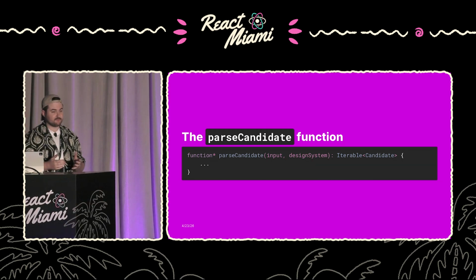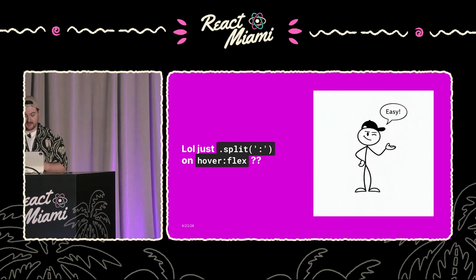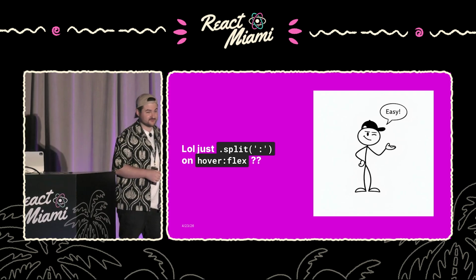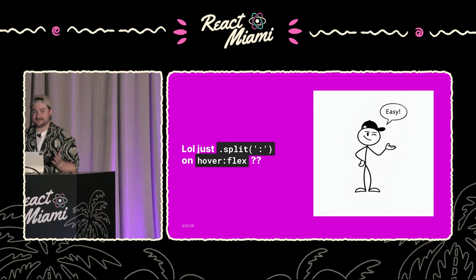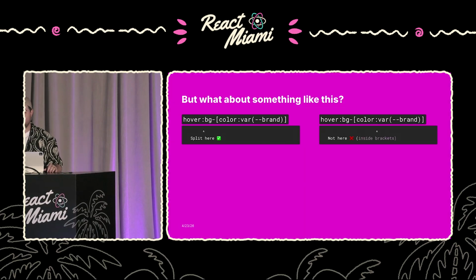So the initial job of the parse candidate function is to split the string so it can separate variants from the base utility. And just like Mitch, you might be saying, I'm a JavaScript developer, I know what to do. We can just do a dot split on the colon and move on with life, we'll be fine. And for simple cases like hover, colon, flex, that would probably work well. But Tailwind allows us to do some crazy things. We can do something like this, where we have 2 colons in this utility, and the troublemaker is the colon inside of that arbitrary value between color and var.